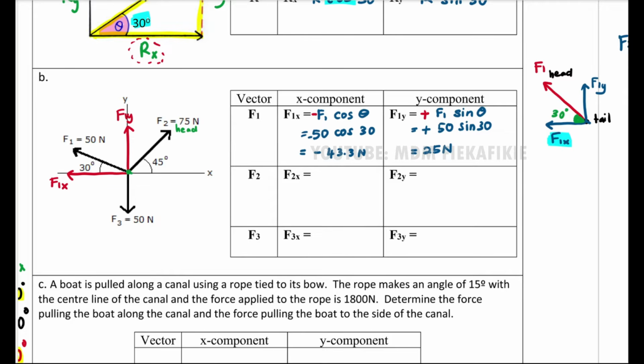So, from the tail, we pull the head to the right. So X goes to the right, so it will be F2. X is positive because it goes to the right. From the tail, the head goes upward, so it will be F2Y upward. So it is also a positive value. Okay, so both are positive values.